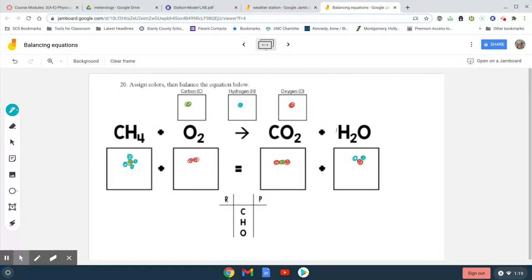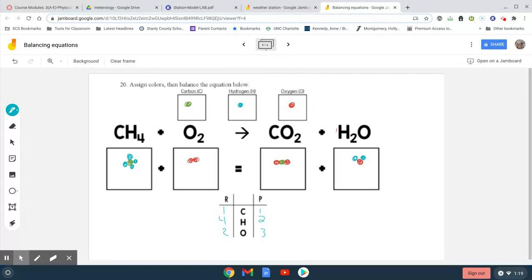And it doesn't matter where you draw them, but I just know they are generally spread around like that. All right, so I'm going to count. So carbons, I have 1. I have 4 hydrogens and 2 oxygens. Over here, I have 1 carbon, 2 oxygens here, and a 3rd one there, 3 oxygens, and I have 2 hydrogens.